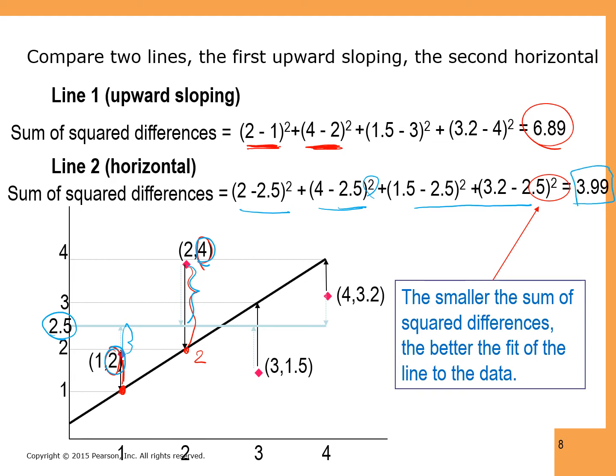Comparing 6.89 to 3.99, we can see that the horizontal line is a better fit because the sum of square differences is smaller.